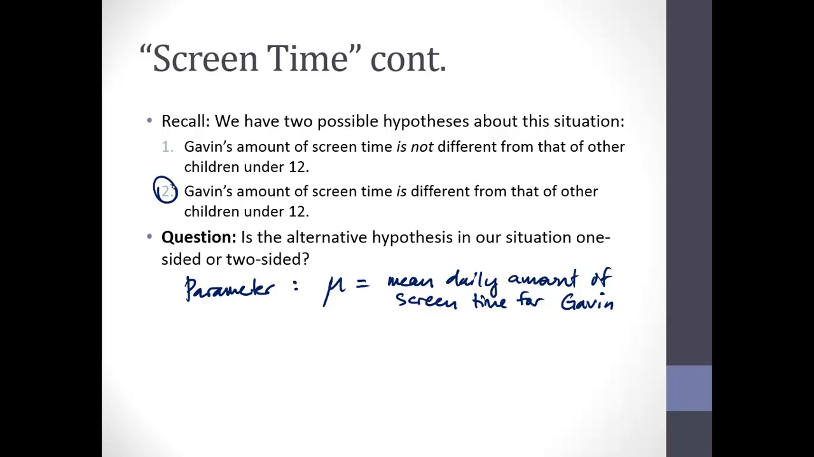So again, my alternative hypothesis will be saying that there is some difference. So here, am I interested in showing if Gavin's screen time is more than or less than, or do I just want to know if it's different? Well, you can kind of pick it out. I'm just interested that it's different. I'm not saying Gavin's amount of screen time is greater than that of other children. I'm not saying Gavin's screen time is less than that of other children. I'm just wondering, is it different? So this is going to be a two-sided alternative hypothesis.